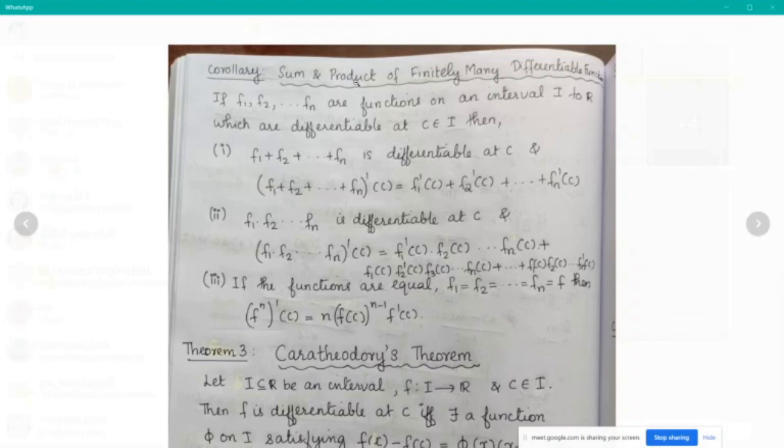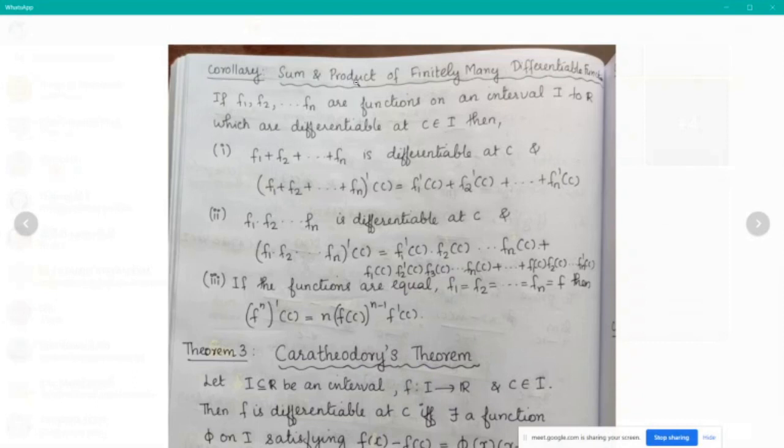If you have n functions f1, f2, etc., fn which are differentiable at a point c, then their sum f1 plus f2 plus etc. plus fn is also differentiable at that point c, and the derivative of the sum is sum of the derivatives evaluated at that point, f1 dash c plus f2 dash c plus etc. plus fn dash c. And the product of these n functions f1 into f2 into etc. into fn is also differentiable at c, and its derivative is given by the product rule.